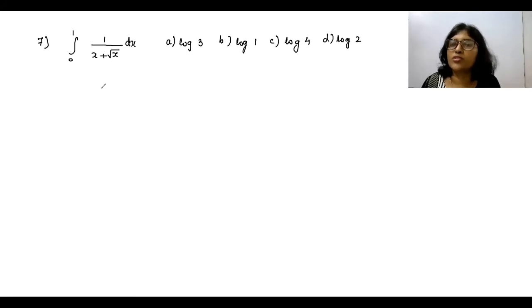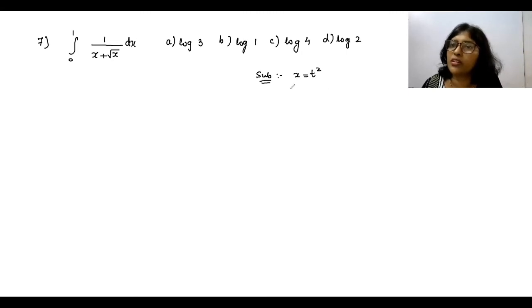Okay, so we have question 7 here. And as we see it is x plus root x. Whenever we have a root or cube root term, it's better to think of substituting it as t square or t cube. So we are going to substitute it here as t square, so that we'll get rid of the square root. If it would be cube root of x, we would have taken t cube.